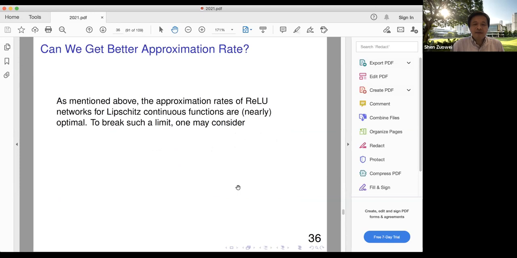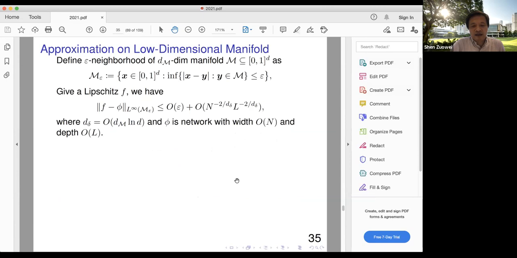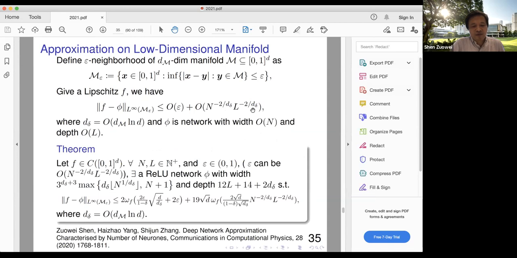Now, people are not happy because of all this, you have the curse of dimensionality, you have a D. People don't like to have a D. But the bad news is that if you continue this way, you cannot improve much because it's almost optimal. Doesn't matter how smart you are, you cannot. So what do we do?